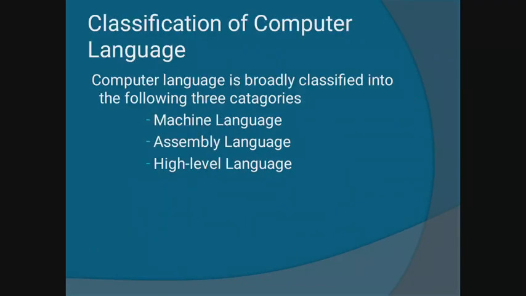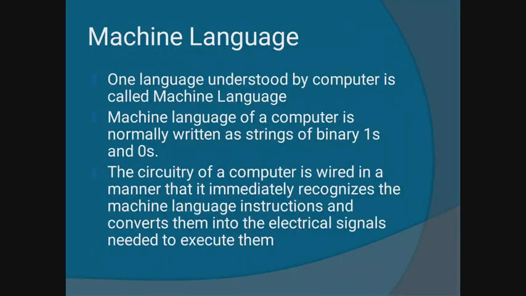Here we have classified the computer languages into three categories. One is machine language, assembly language and high level language. The machine language is a base language. The next step of a language is assembly language, and the third step of a language is high level language. We are now dealing with the high level language. Machine language. Let us see what a machine language is.